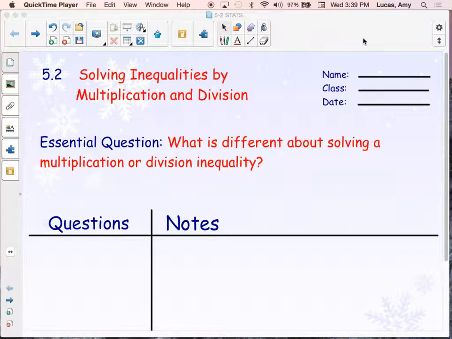Lesson 5.2, Solving Inequalities by Multiplication and Division. Our essential question today is: what is different about solving a multiplication or division inequality? What is different? You can say something that would make it different from solving an equation or an addition-subtraction type of inequality. So a couple of different things to think about.